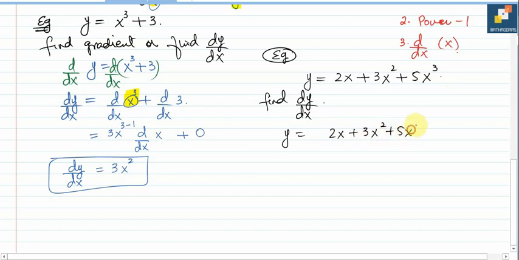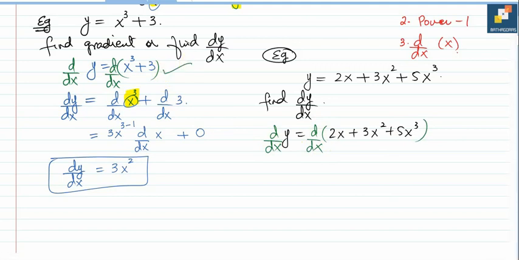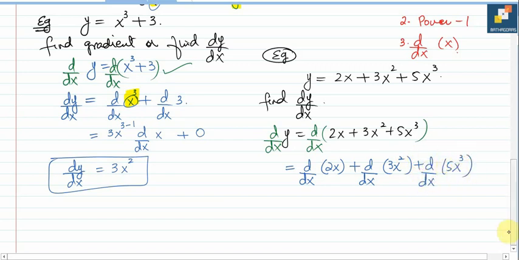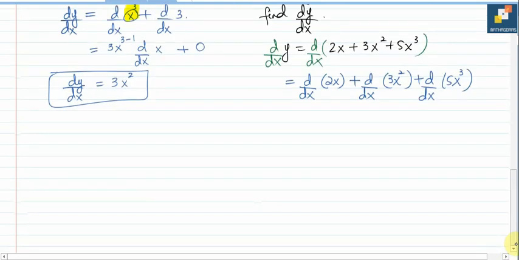square plus 5x cube. We need to apply d by dx on both sides, so now it will be d by dx. On the right side we are going to apply d by dx as we had done here in the first step. After that you need to apply d by dx to all these three terms inside the bracket, so now it will be d by dx of 2x plus d by dx of 3x square plus d by dx of 5x cube. Alright, I hope so far so good. There's nothing to worry about. All things are quite simple and easy.